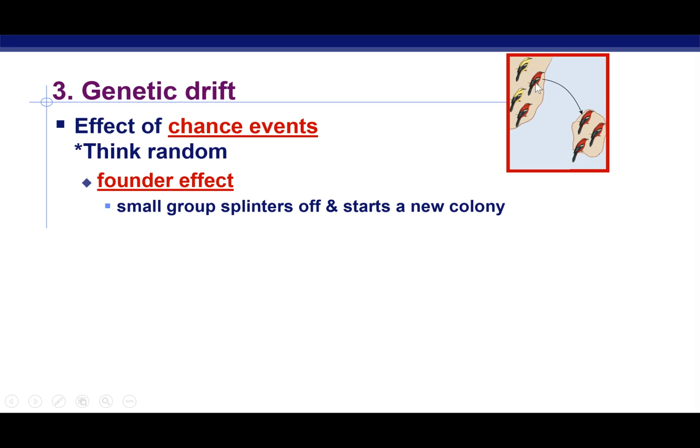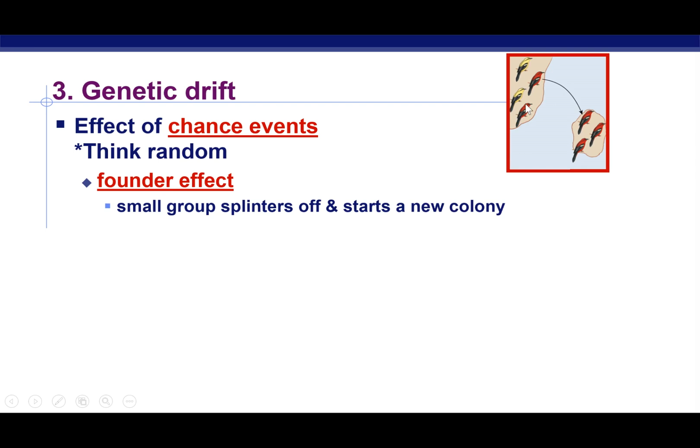Some of them are yellow, some of them are red. That's just that genetic variety that exists already in the population. Just by random chance, two of these red birds decide to fly over to this empty island and start interbreeding and making offspring. Now, you're going to have a new population of birds on this island that wasn't here before, and they're all red in color.